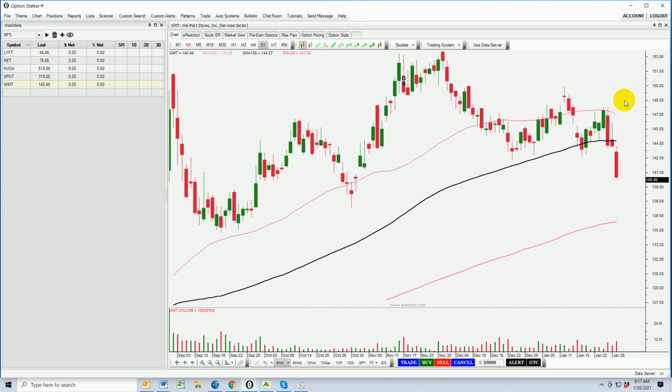Legging out with only 2 days left is extremely dangerous because now instead of having accelerated time premium decay working for us, it's working against us. The other thing is that instead of having a neutral to slightly bullish posture on the underlying stock, we are just absolutely flat out bearish, and bearish in a big way.